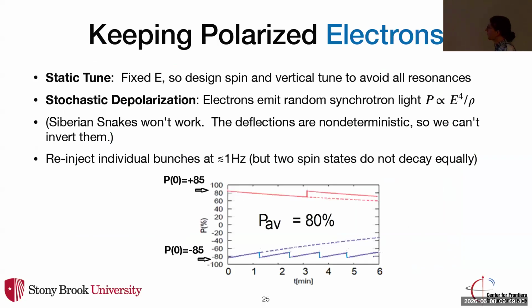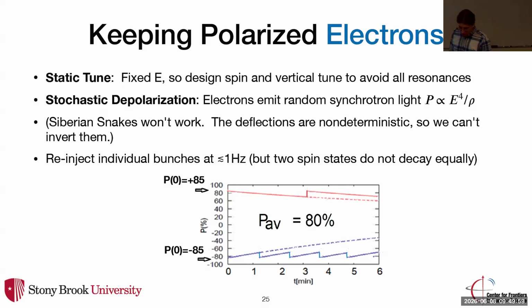For completion's sake, electrons are a different beast. In the ring itself, we are not accelerating them. They're already at flat top in there. So they don't have to go through any depolarizing resonances in the ring. All we have to do is make sure that the spin and the vertical tunes do not add up to disaster. And so we do that.